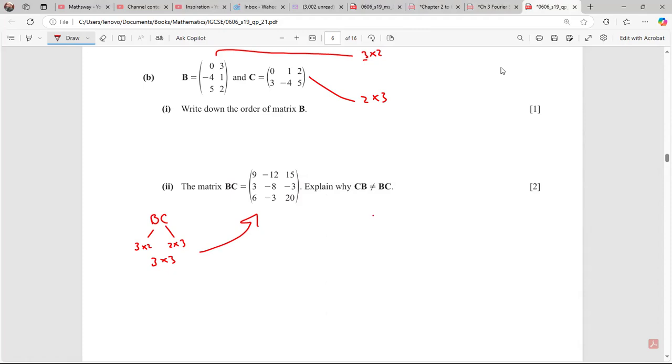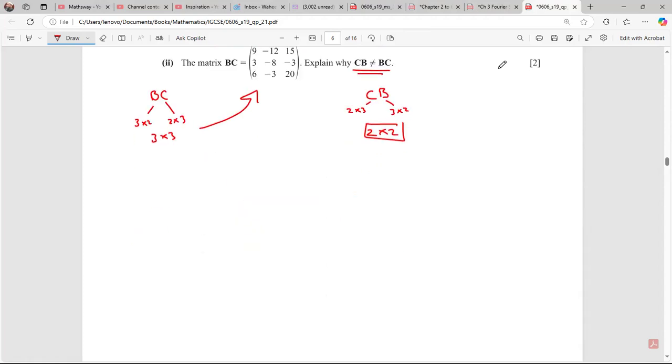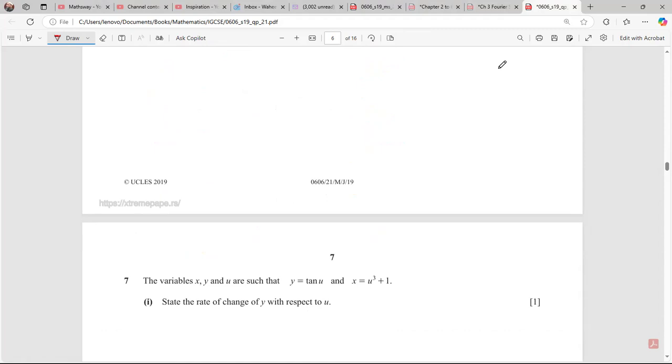But if we try to make a matrix CB, now C has an order of 2 by 3 and B has an order of 3 by 2. So when I multiply them together, the new matrix will have an order of 2 by 2, right? So CB has an order 2 by 2 and BC has an order 3 by 3. So they are two different matrices. They cannot be the same. That's the reason that they are not equal. Okay, we can continue.